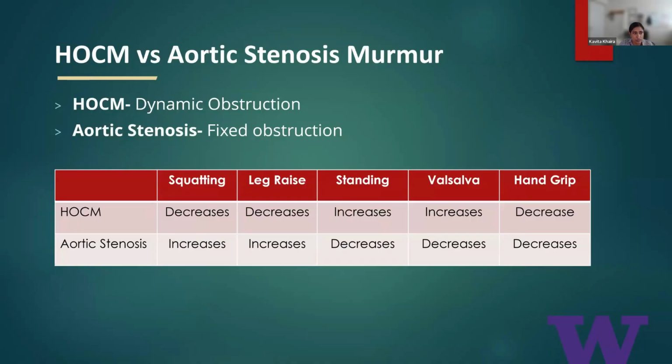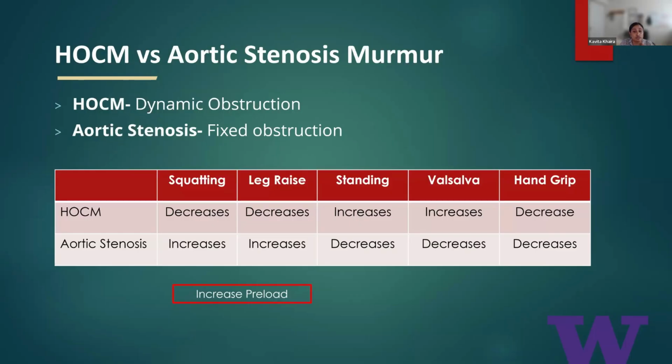Basically anything that increases preload, so fills up that LV, such as squatting or leg raise, increases your preload and gives more blood to the LV. That's going to decrease your HCM murmur because now you're filled up a little bit more and you're less likely to have that LVOT obstruction. But in aortic stenosis, that valve is tight and it's going to stay tight. And so the increased preload just makes more blood flow going through this fixed obstruction.